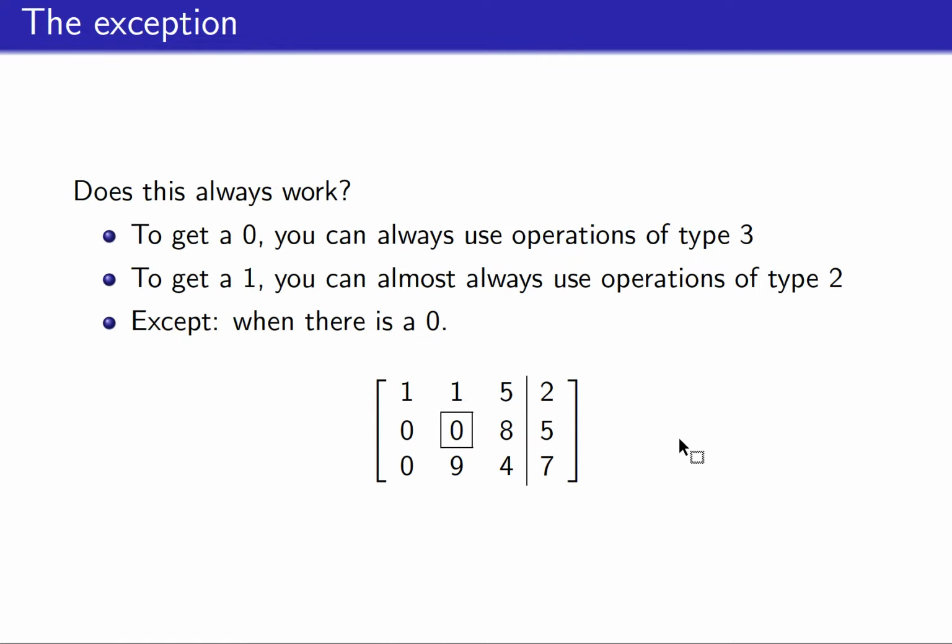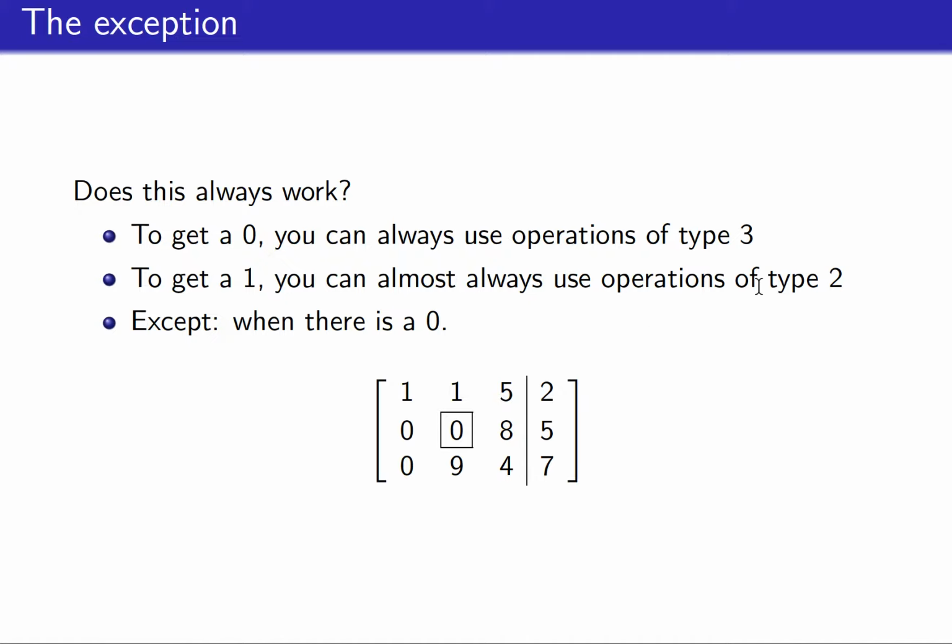All right, so the next question, does this always work? So I tried with lots of different examples here. Sometimes you need to get zeros, sometimes you need to get ones. To get a zero, you can always use operations of type 3. I've indicated that. You just take the negative of the number and add the multiple of whatever row has the 1 to the row you want to change. That always works.